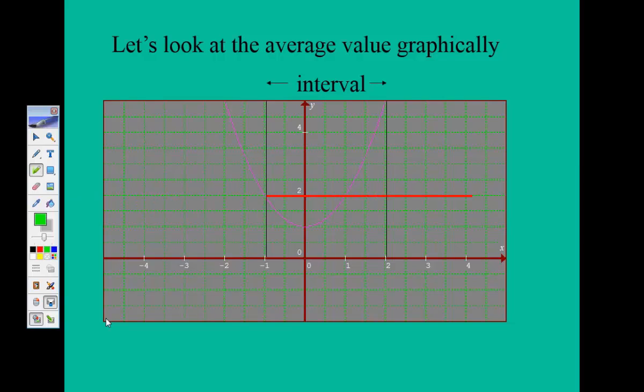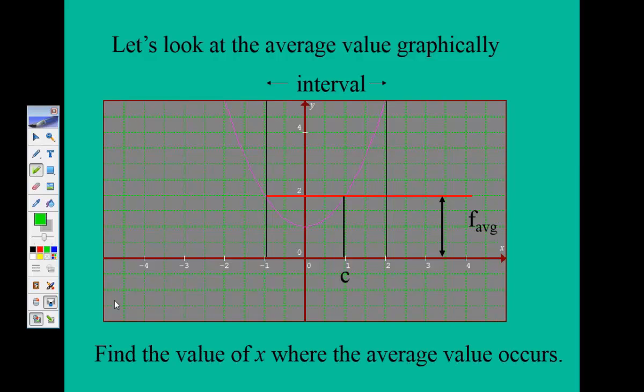So there's our interval from -1 to 2. There's our f of c. That's our average value. And there's the value that, when we plug that into the function, would give us our average value.